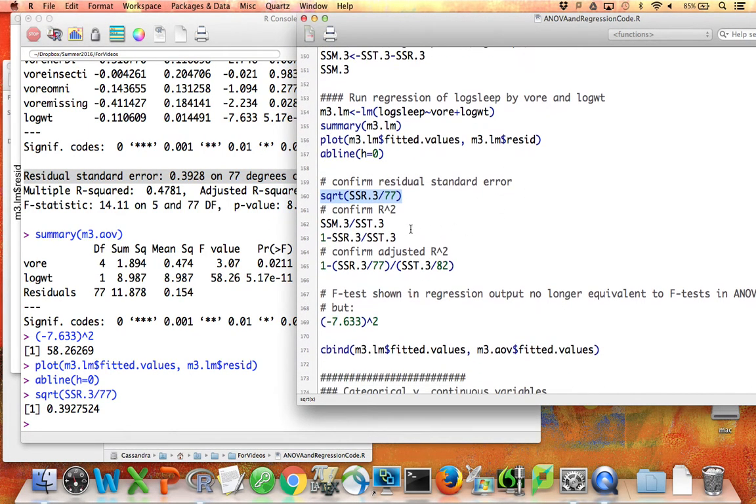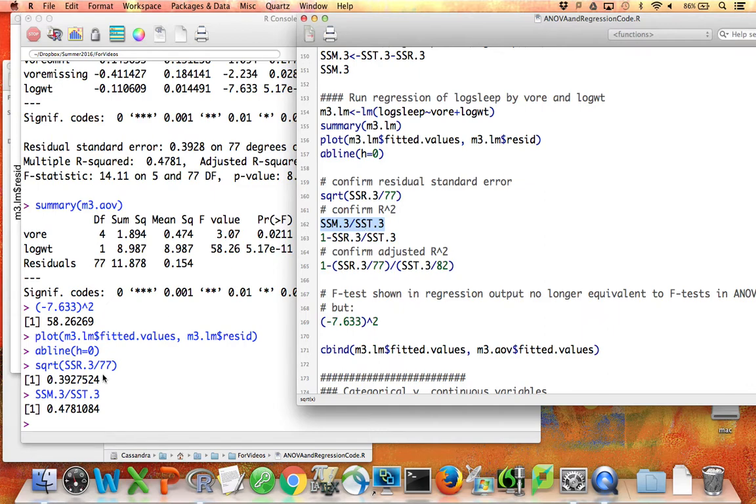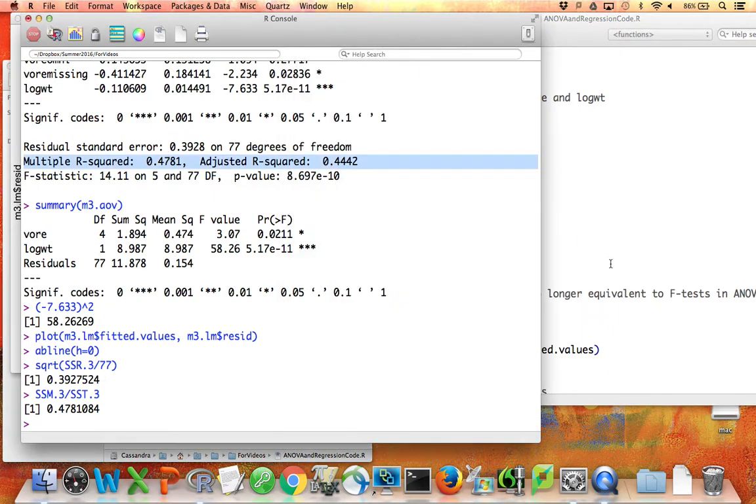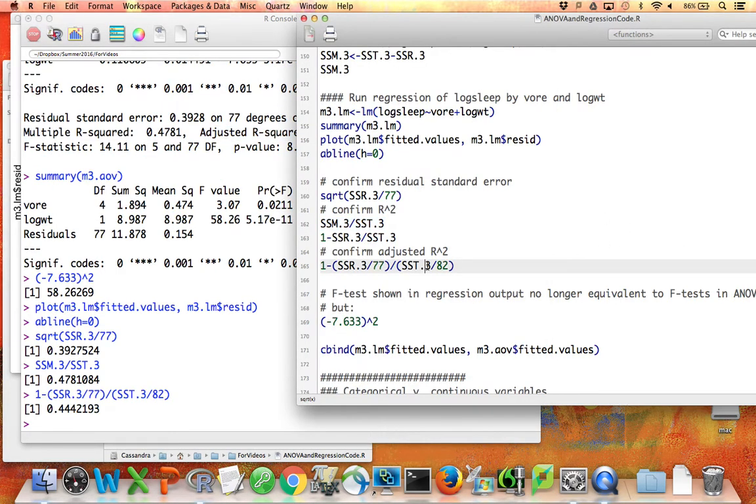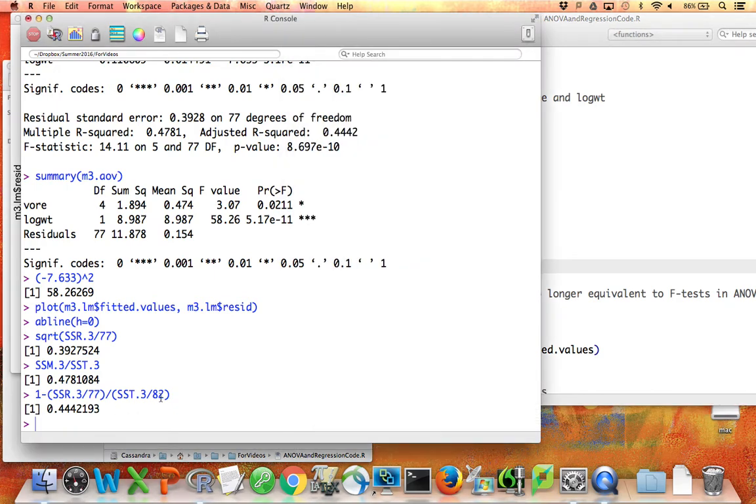We can also confirm R squared. Even though the Anova table breaks down the sum of squares due to the model into the sum of squares that's due to var and the sum of squares that's due to log weight, R squared is still defined as the total sum of squares due to the model divided by the total sum of squares overall. So there's our 0.4781, that's right here. And similarly, we can confirm that adjusted R squared of 0.4442 if we run the appropriate function of the sums of squares.